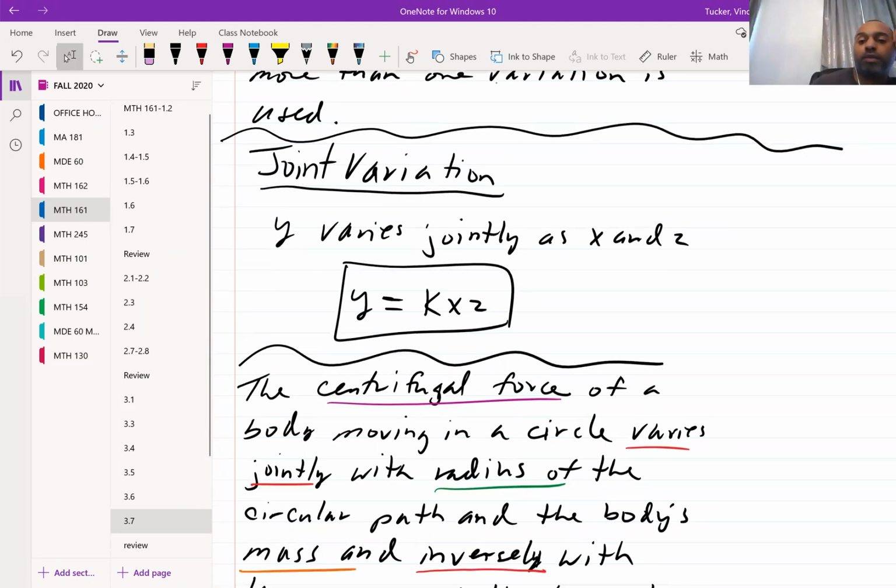And so, like I said, the difference between direct variation and joint variation: direct variation just uses one variable. So you have y equal to kx. Joint variation uses more than one. That's why you have x and z.